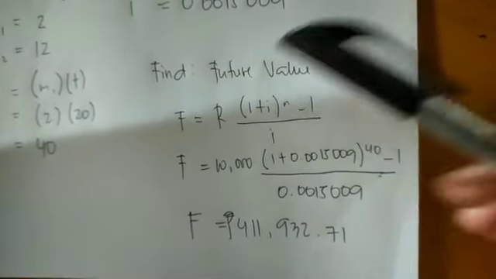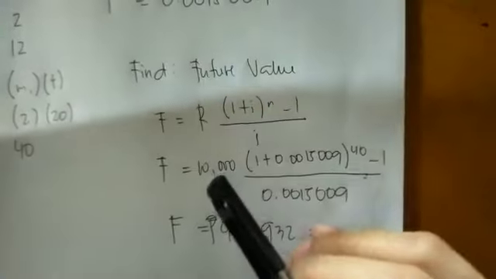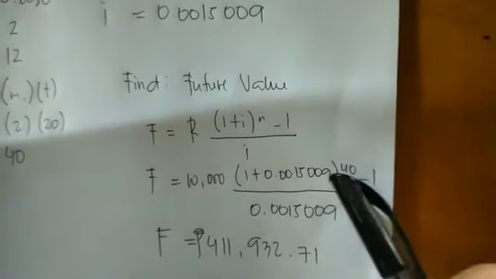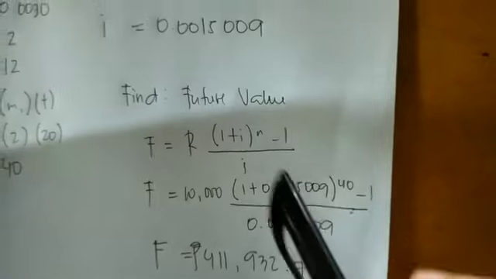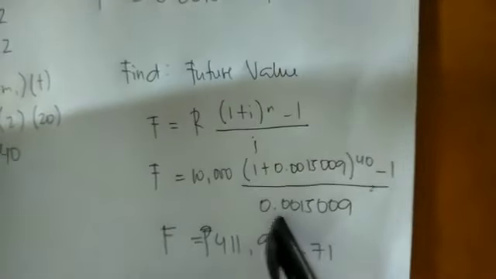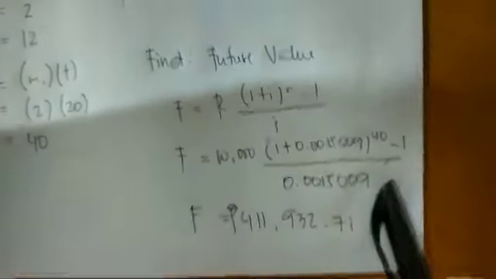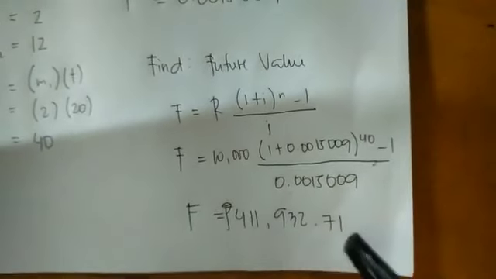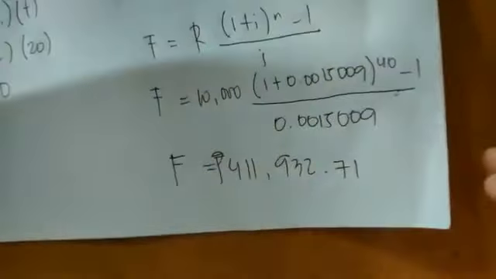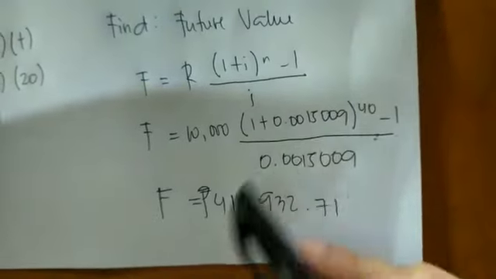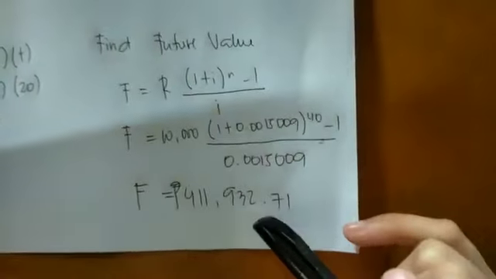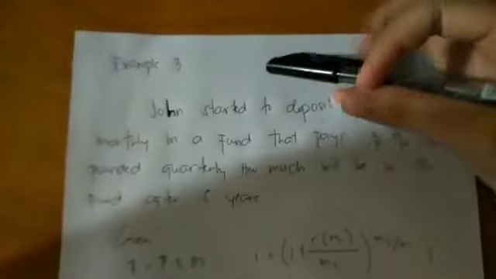Now let's find the future value. Like we did in example number 1, the R would be 10,000. 1 plus the i would be 0.001509, in parentheses, the N would be 40, minus 1, divided by 0.001509, and the answer would be her savings for 20 years, which is 411,932.71.